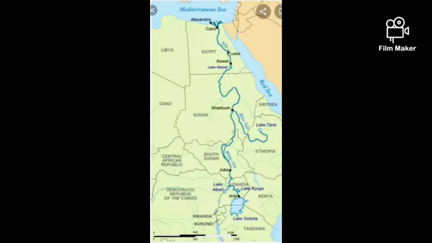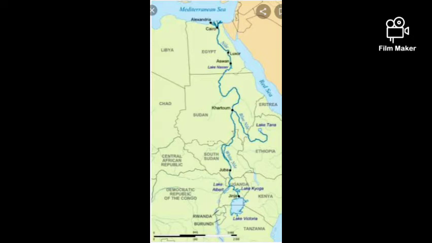Similarly, the location of Alexandria is 31 degree 12 minutes north latitude and 29 degree 55 minutes 7 seconds east longitude. These latitudes and longitudes are considered to describe the extent of river Nile. So these lines of latitude and longitude help us to describe the extent of river Nile.